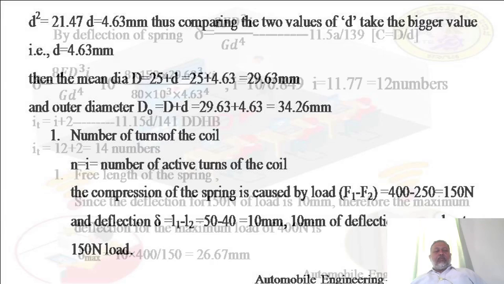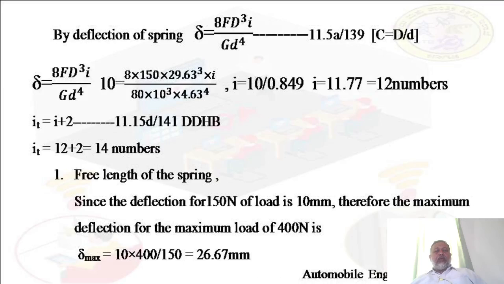After getting this deflection and load, substitute the values in the equation of deflection, that is 11.5a, to obtain the number of turns. That is, deflection 10 is equal to 8 into 150 into 29.63 cube into i divided by 80 into 10 raised to 3 into 4.63 raised to 4. The answer finally obtained will be 12 turns. After getting the number of turns, we get the total number of turns, given by i plus 2, which is nothing but 14 turns.